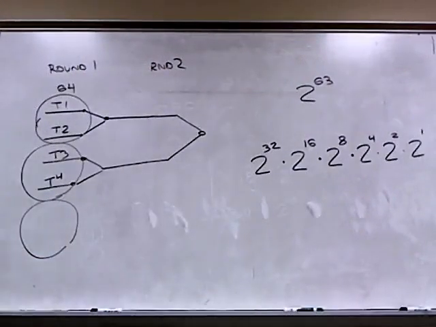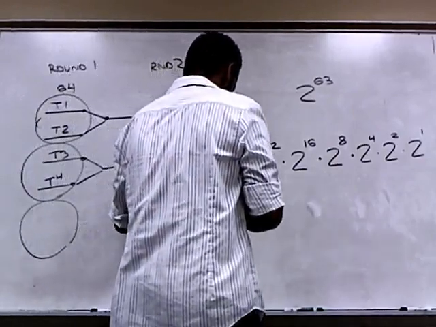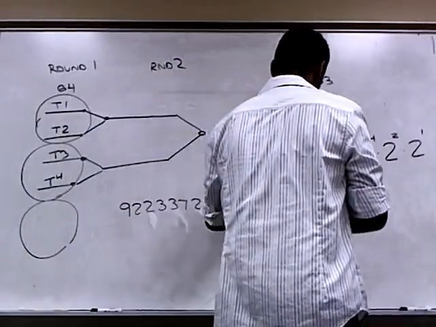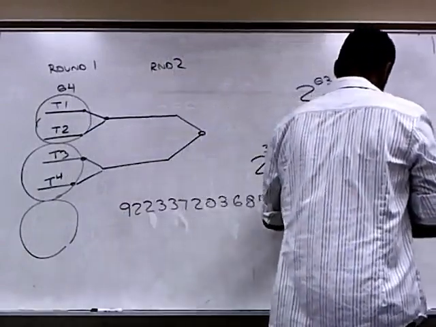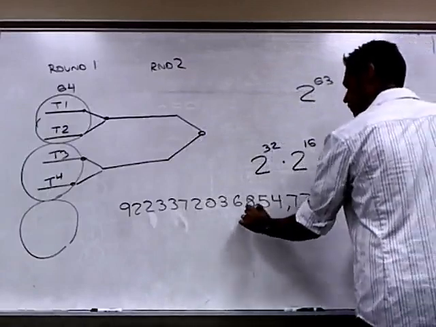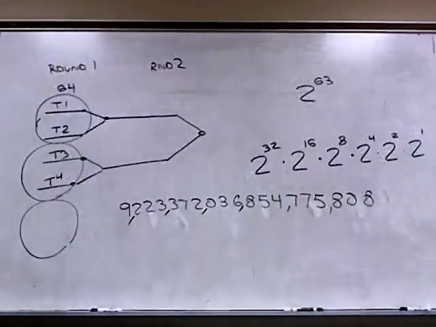Now I'll write that down. 9, 2, 2, 3, 3, 7, 2, 0, 3, 6, 8, 5, 4, 7, 7, 5, 8, 0, 8. And I may have missed a number in there. There you go. All right.